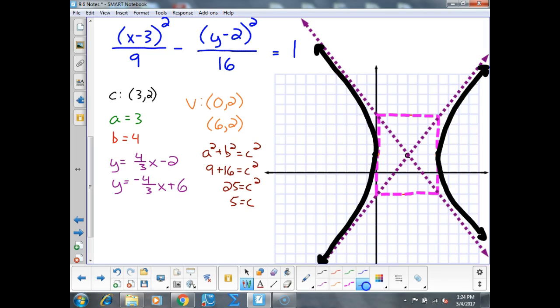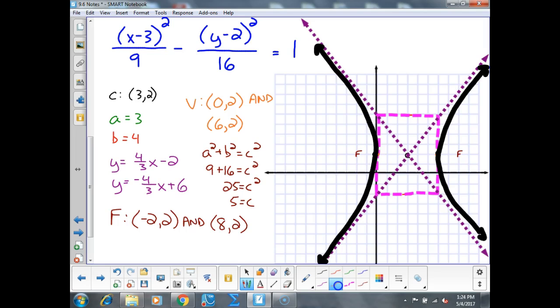Okay. Which means I go out 5. 1, 2, 3, 4, 5. There's a foci. And there's a foci. So my foci are at the points negative 2, 2 and 8, 2. Anything else that we need? I think that's it for a hyperbola. Yeah?